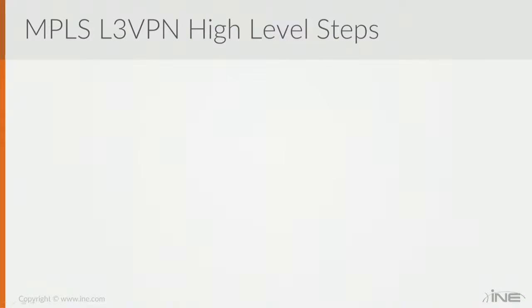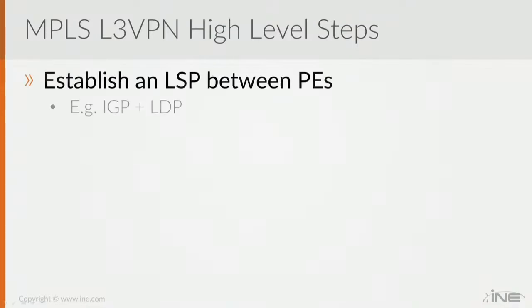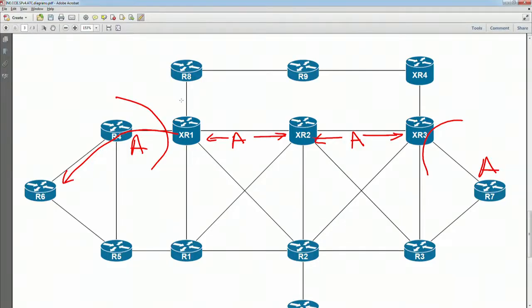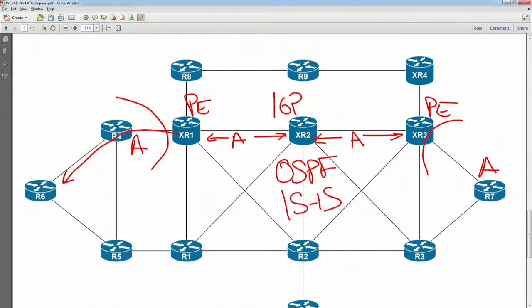Now, from a high-level overview, when we look at the total steps in order to form the MPLS L3 VPN, the first thing we need to do is to make sure that we establish a label switch path between the provider edge routers. So in our particular case, if we're going to say that our PEs are XR1 and XR3, this means that we already have to be running IGP routing between them, which is typically going to be either OSPF or IS-IS.